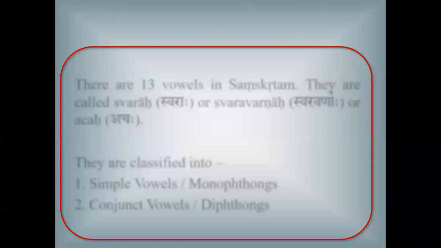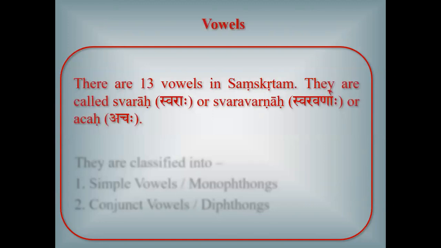Now, this Aksharamala, otherwise called Varnamala, has vowels and consonants. First, we will see vowels. Like in English, the vowels are not together. The five vowels are randomly distributed in English. Whereas here, when we learn the Devanagari script, first we will learn vowels and then consonants. So vowels are separate and consonants are separate. So first we will learn vowels. And how many vowels are there in Saṃskṛtam? There are 13 vowels in Saṃskṛtam.